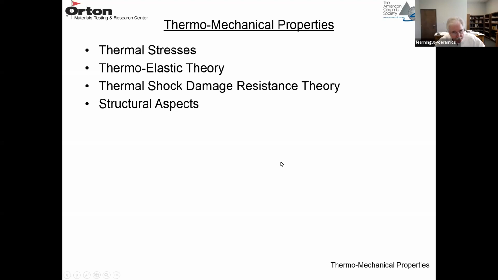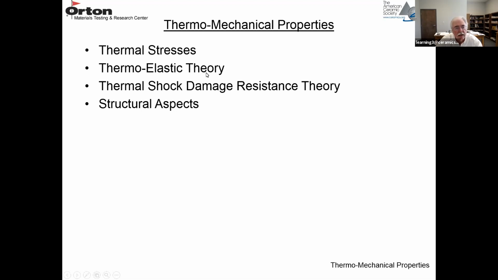So let's get started. The two topics today are thermal shock and corrosion, and that'll finish up the properties, which are the background for the different types of refractories, which we'll discuss basically for the rest of this course. So thermomechanical properties is basically thermal shock, and there's four topics here: thermal stresses, thermoelastic theory, thermal shock damage resistance theory, and how the structure affects the thermal shock behavior.